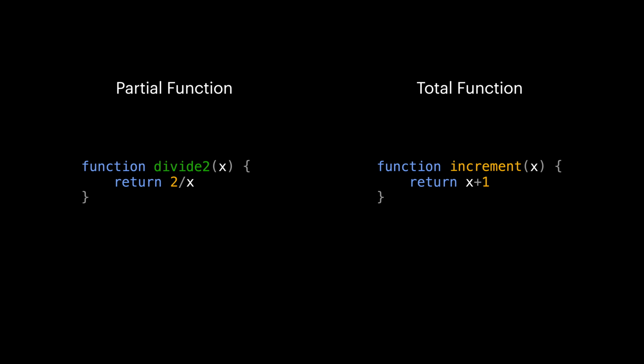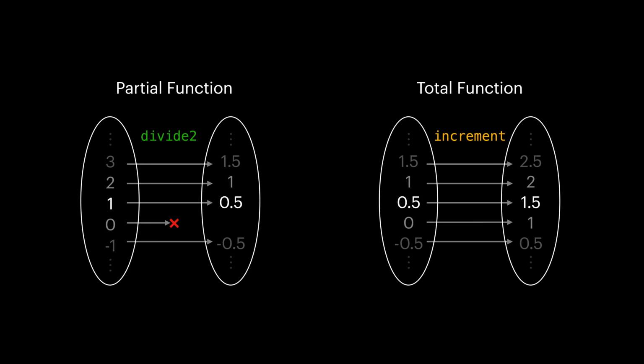In order to do that, let's consider two functions, one partial and the other total. Here, divide2 function is partial and increment is total. As you remember from previous videos, total functions map every possible input to an output, and a partial function is a function that at least for one value in the input side, there is no output. Here, divide2 function is not defined over value 0, so it's partial.